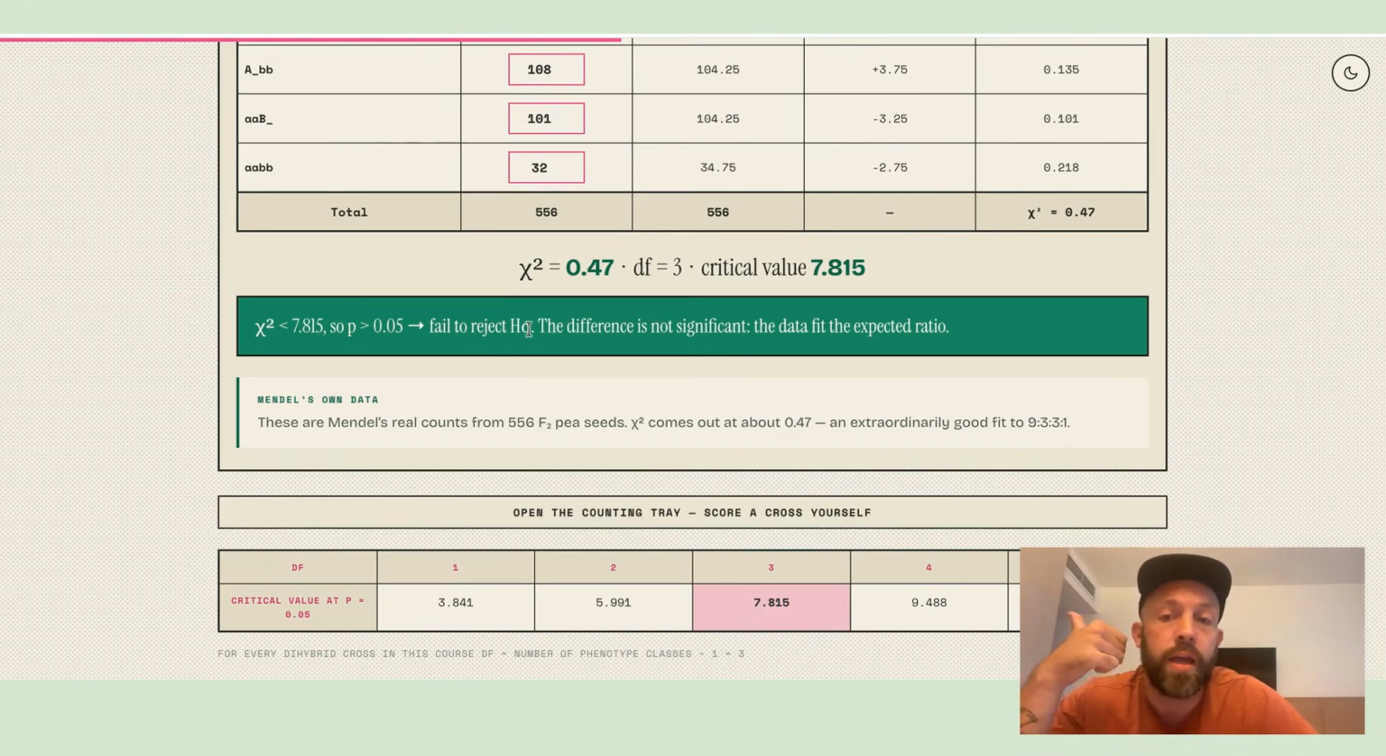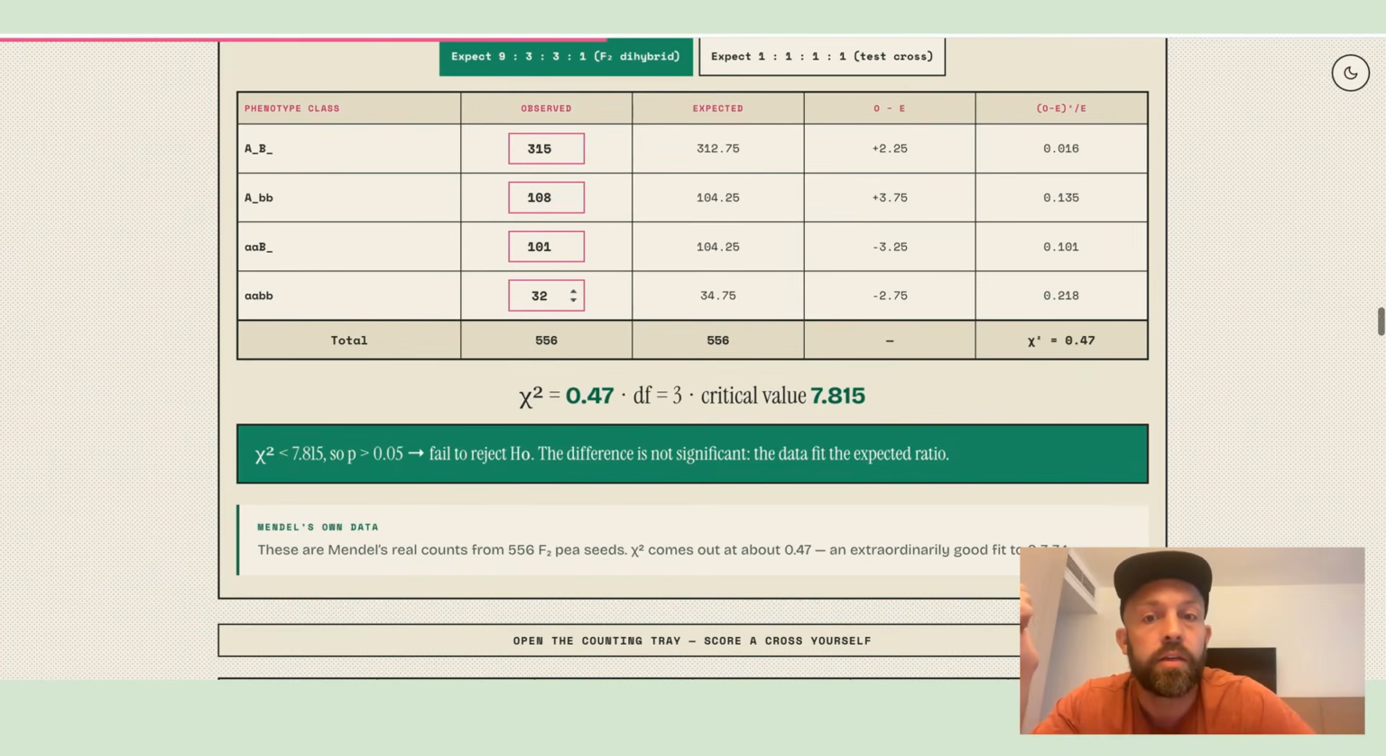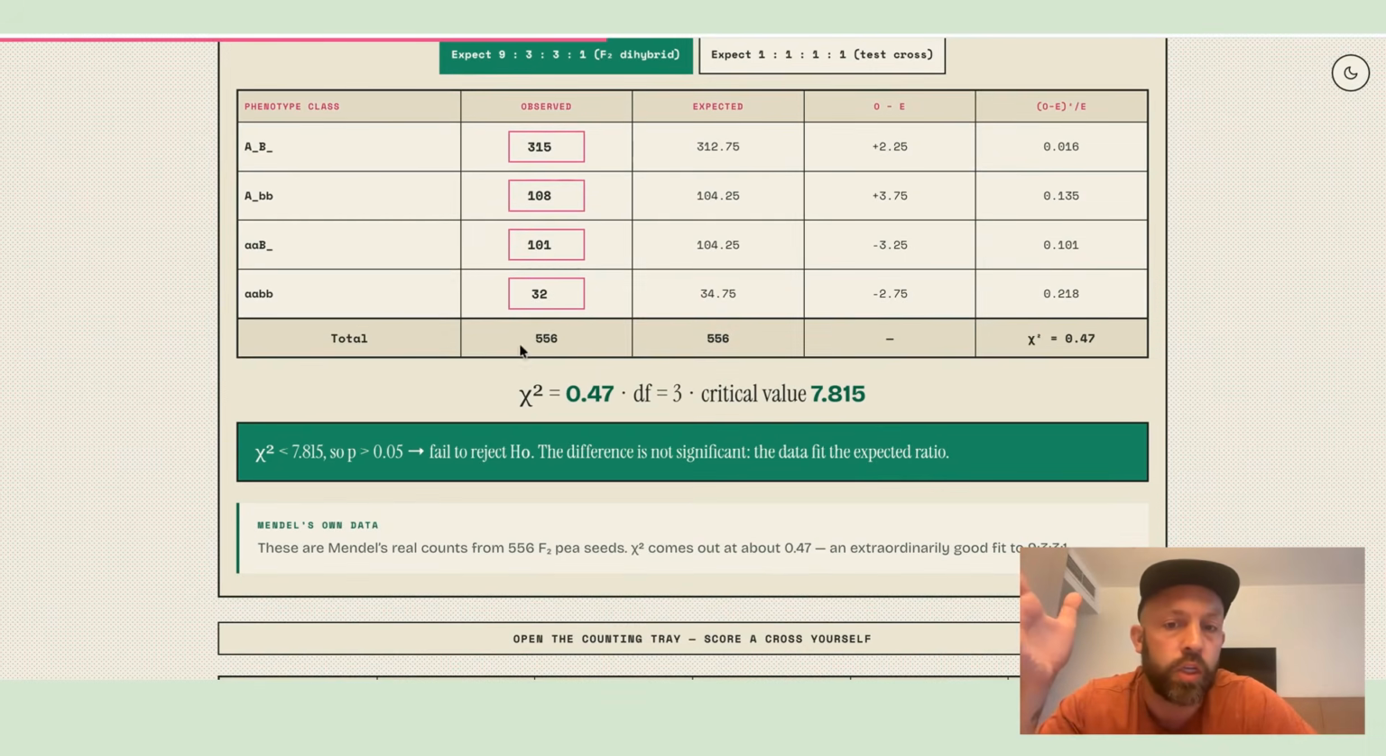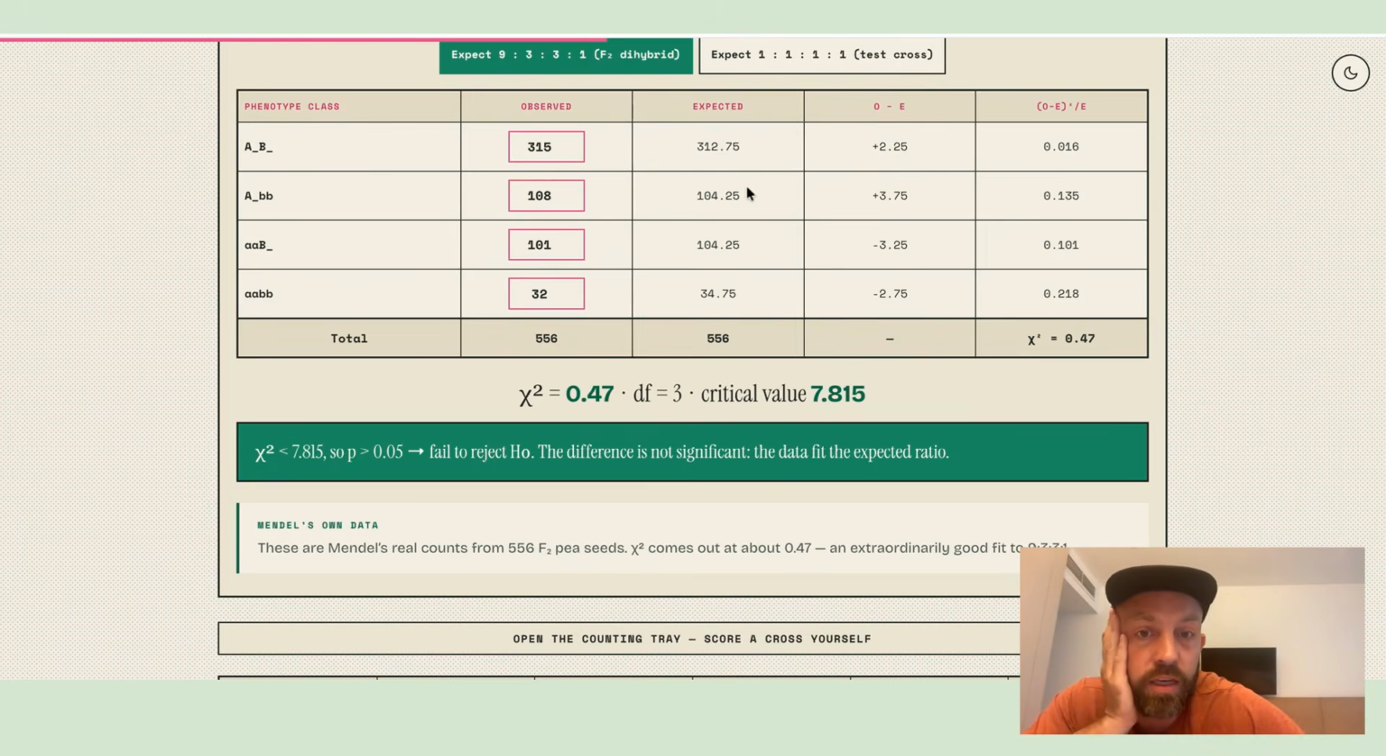So first we have a hypothesis. Our null hypothesis is the difference is not significant. The data fit the expected ratios. The alternative hypothesis is the data will be significant and that the genes are linked. So here we're expecting a 9:3:3:1 ratio. That totals, if you add those numbers together, 16. So if I took this 556, that's how I've got these expected values. It's 556 times 9/16, 3/16, 3/16 and 1/16 to get these values here.